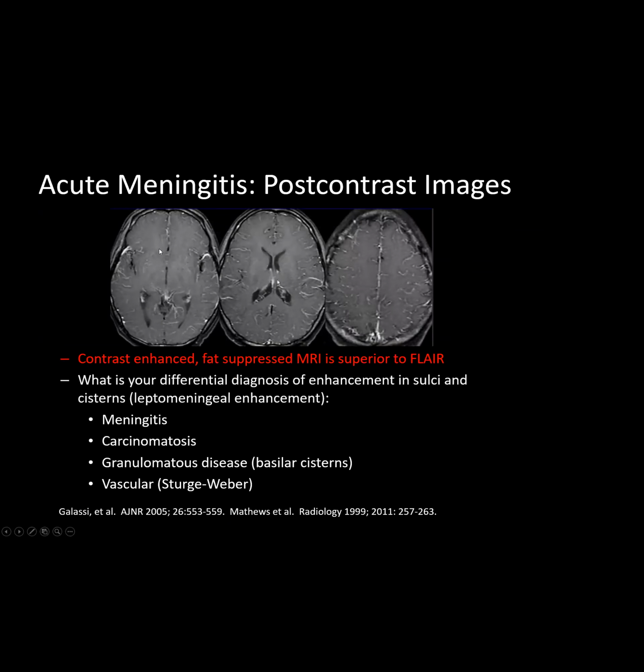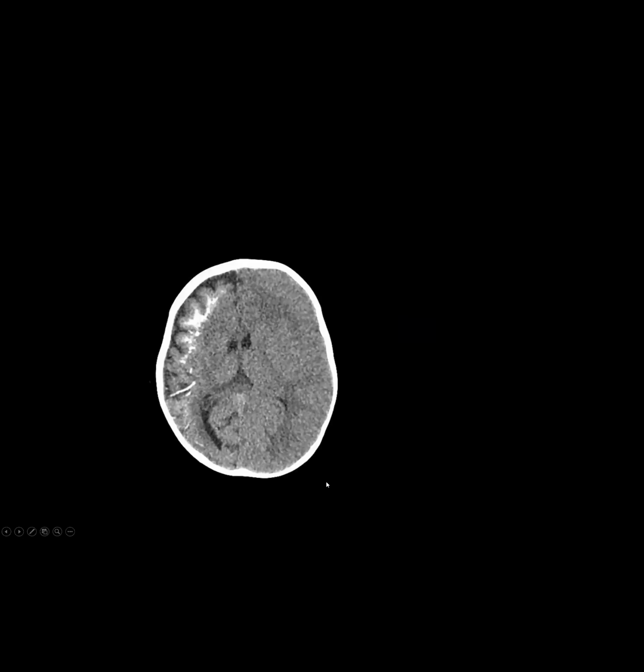And again, differential for leptomeningeal enhancement: meningitis, carcinomatosis, something inflammatory like sarcoid. Things like TB and sarcoid like to go to the basal cisterns classically. And then lastly, if you have unilateral leptomeningeal enhancement in a patient that has seizures with atrophy, cortical calcifications, and a big choroid plexus, think of Sturge-Weber disease or syndrome.